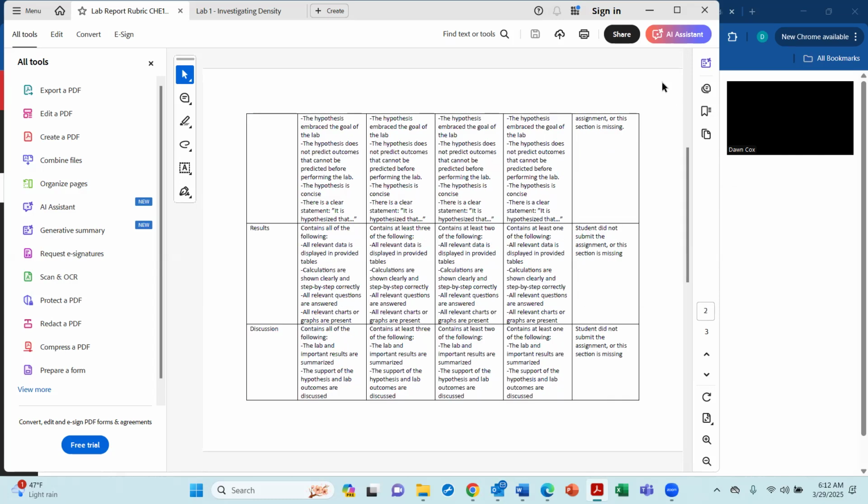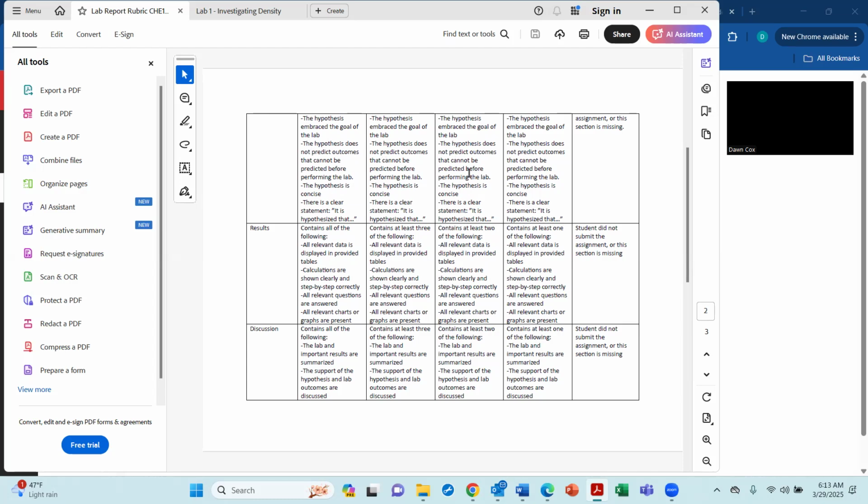There we go. So let's say that you did that good hypothesis, the one I talked about where you compare densities, that would give you 4 points. That's a great hypothesis. Let's see, you did that other one where you said, I predict that unknown A is zinc and unknown B is aluminum. All right, that's a bad hypothesis because you're just guessing. But you tried, right? You wrote a hypothesis, so you tried. So I'd probably give 2 points for that.